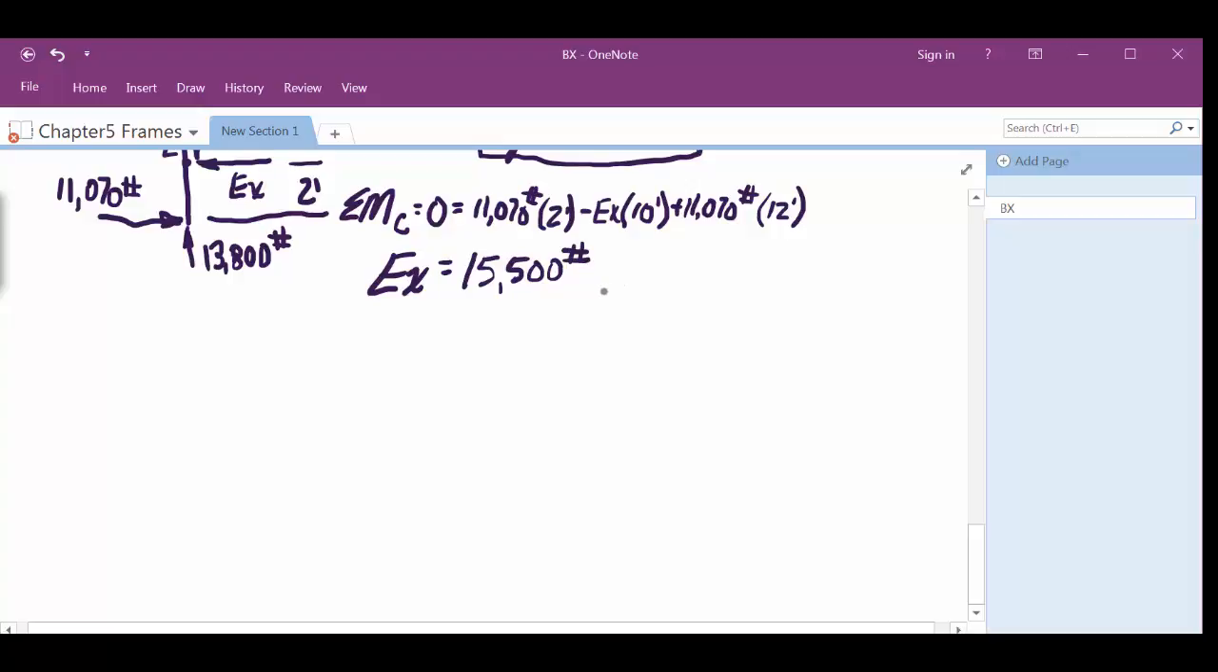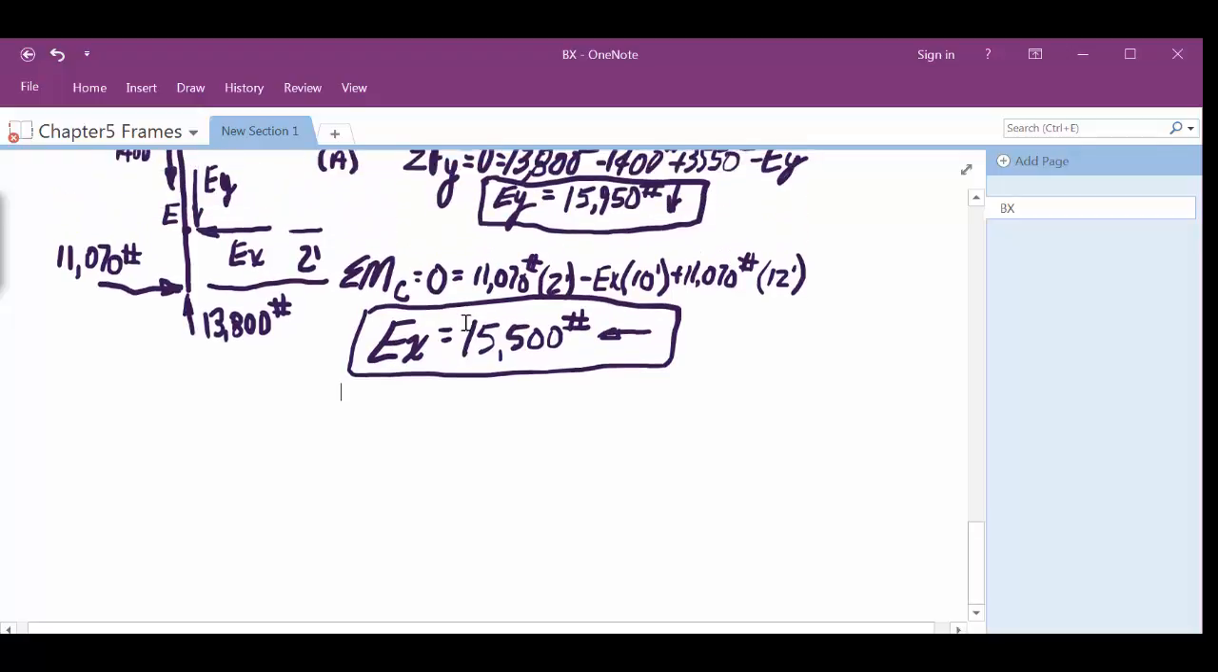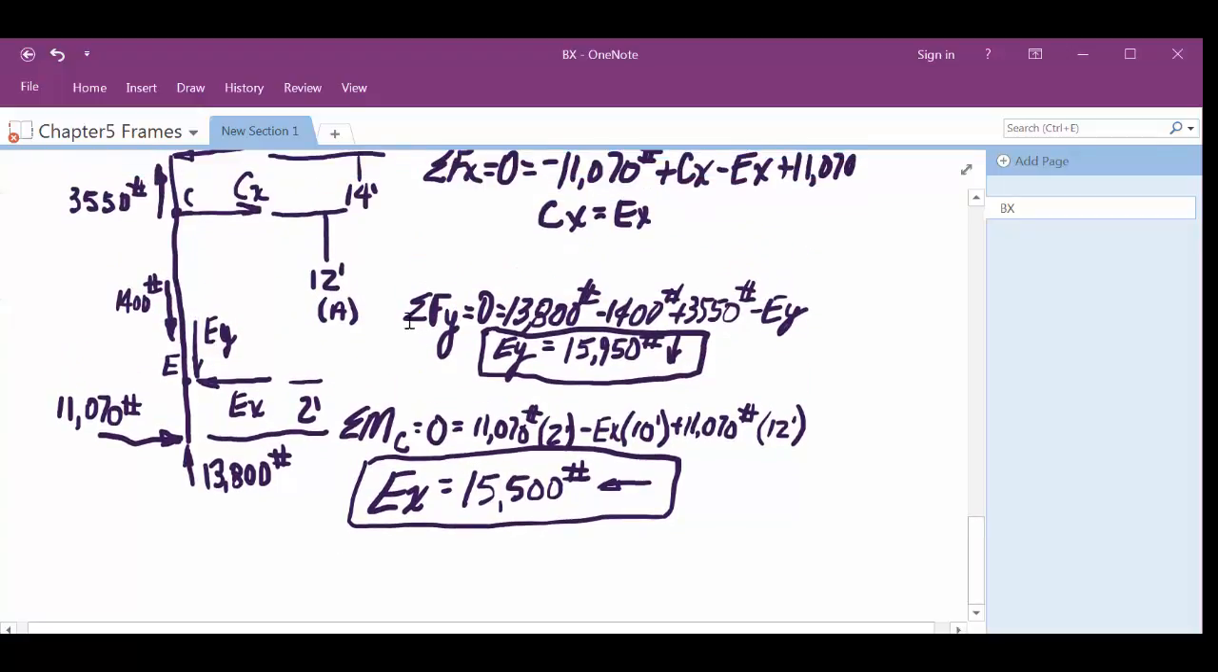Pounds. We said it was going to the left. It came out a positive value, so it should be going to the left. Did somebody punch that in? Make sure. Yeah, it works.